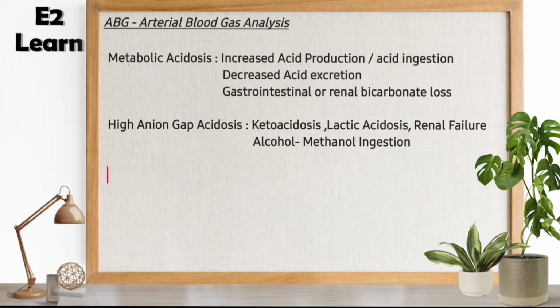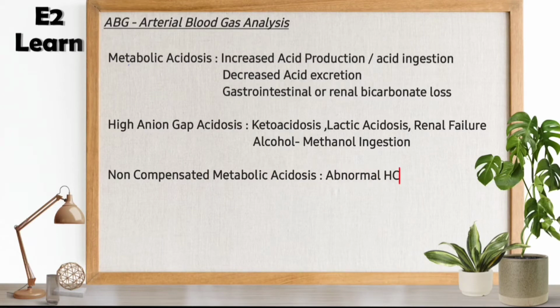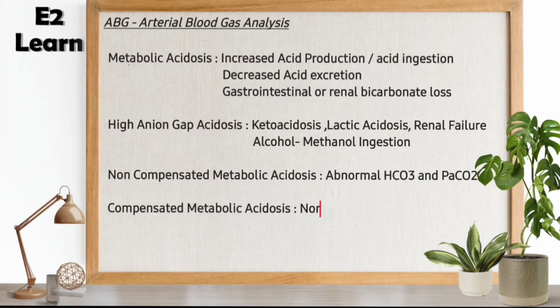A compensated metabolic acidosis will have a normal pH with a very low bicarbonate and a very low PaCO2. But in a non-compensated metabolic acidosis, we can directly say there will be an abnormal bicarbonate and PaCO2 level with a significant pH value lesser than 7.35.